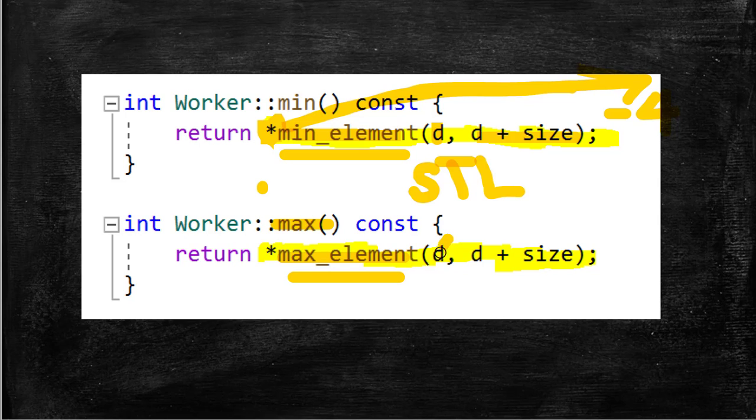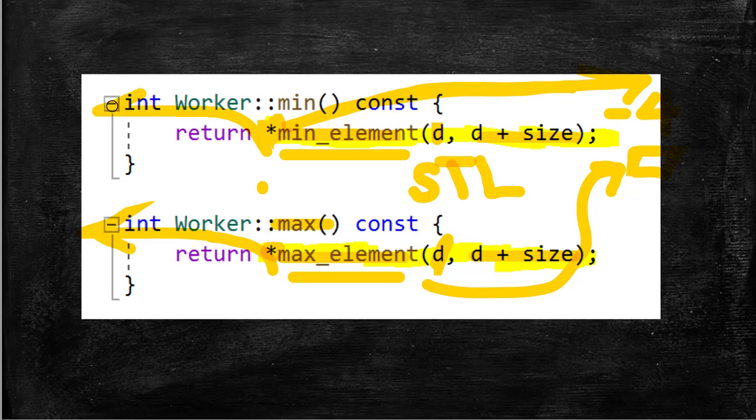Get the max element, start at the beginning, go all the way to the end, and tell me, and it'll tell you where the value is. It'll point to the number in memory. This simply means go get me that number. Go get me that number, and when you get it, bring it back to me.